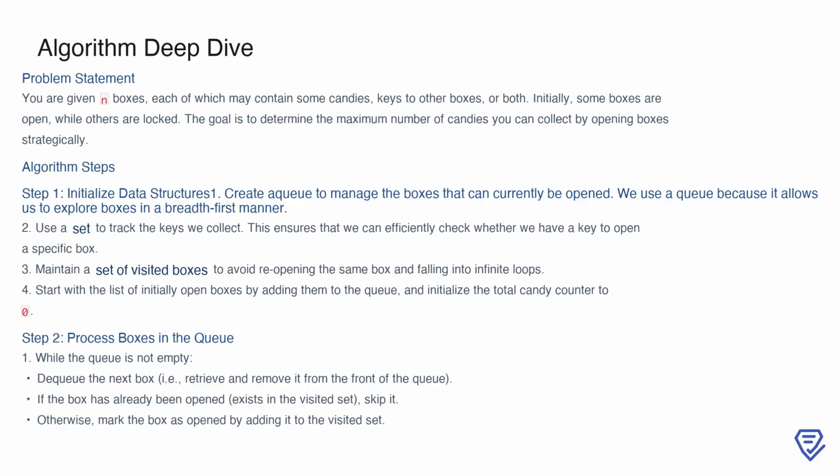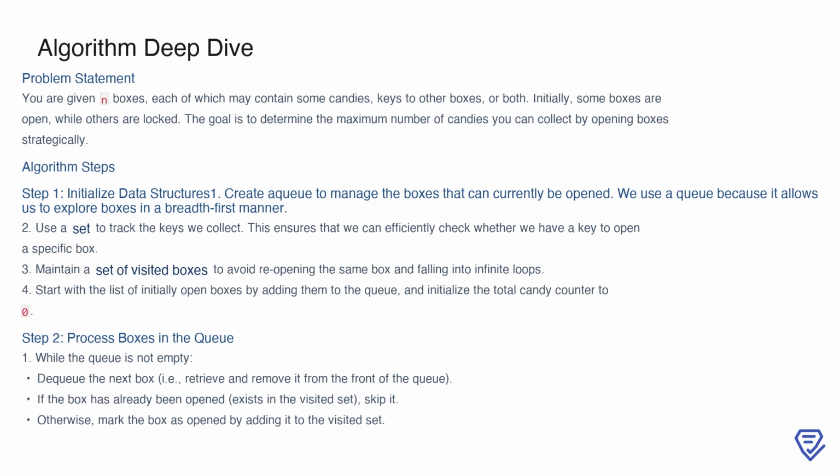Next, we use a set to store the keys we collect, as this enables efficient lookup and ensures we don't duplicate keys. Additionally, we maintain a visited set to keep track of boxes we've already opened, preventing unnecessary reprocessing and ensuring we avoid infinite loops. Finally, we populate the queue with the list of initially opened boxes and set up a variable to track the total number of candies collected, which starts at 0.